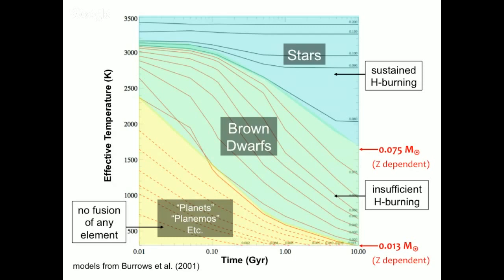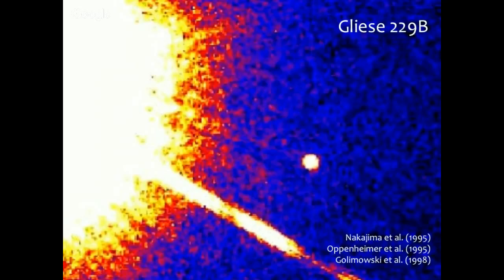Now, that is both an interesting aspect but also a problem when you're going to look for these objects, because if they are cooling over time, they are getting fainter and fainter as they evolve. And so, as I mentioned, the theory was worked out in the 1960s. It wasn't until 1995 that really the first examples of brown dwarfs were found.